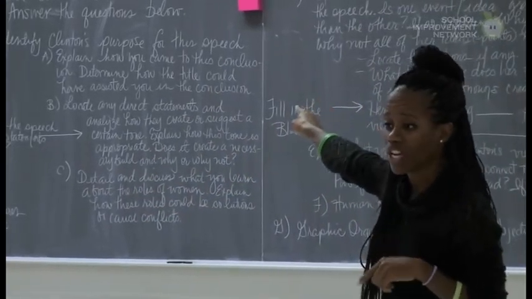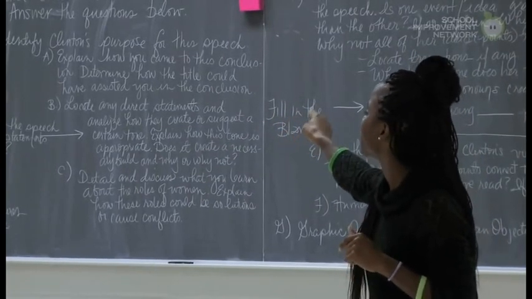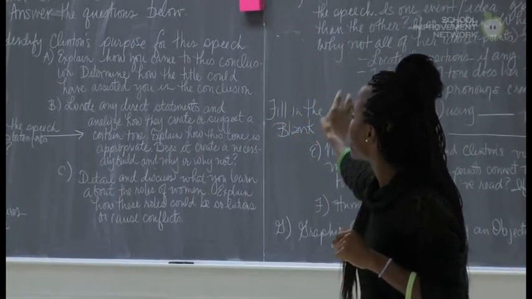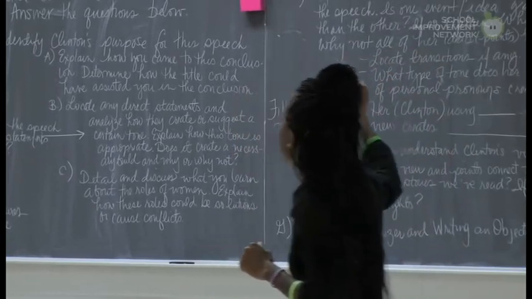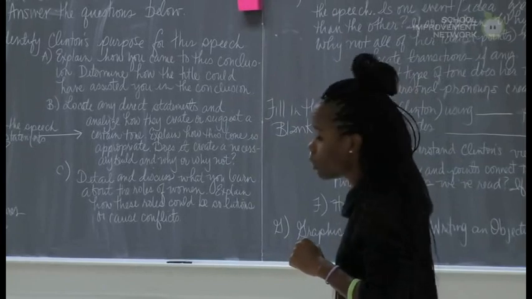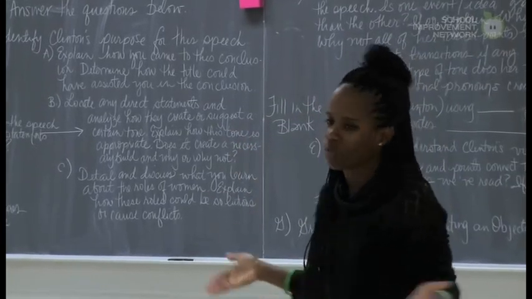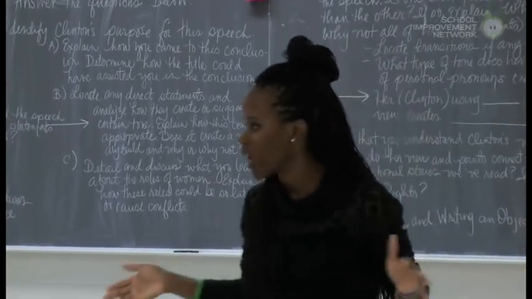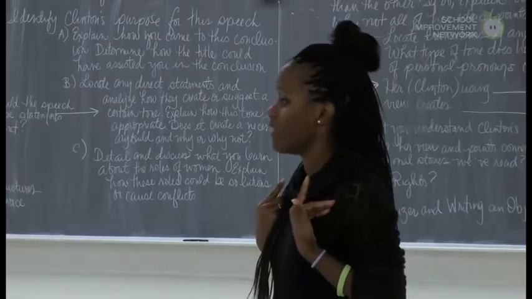We got questions that we need to answer. Number 1, identify Clinton's purpose for this speech. You got your alphabet. Explain how you came to this conclusion. Determine how the title could have assisted you in the conclusion. So you can't just say, well, this is my theme. What do you have to do? What have we been talking about since day 1? What do you got to provide? Textual evidence. Textual evidence, because Ms. Jones won't believe you if you don't have evidence.